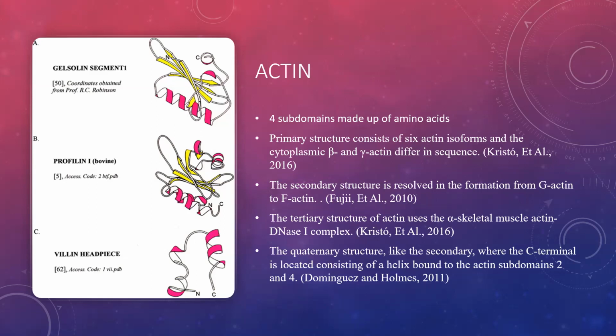Then we have the quaternary, and it relates to the secondary where the C-terminal is located, consisting of the helix bound to the actin subdomains 2 and 4, because they go as one. And their terminal helixes block monomer additions to the barbed and pointed ends of the actin monomers, which are on opposite ends of each other.